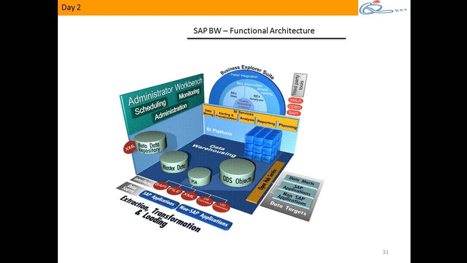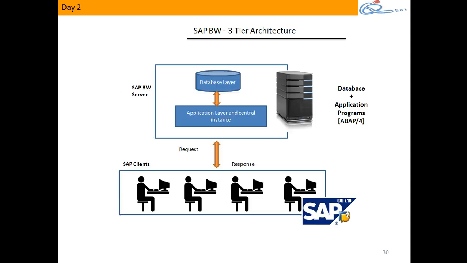Now that's the technical architecture, how it is. It will be a 3-tier architecture. You'll have database layer, application server, and presentation. Presentation is nothing but your client systems, and the database layer and application layer will be all at the server level. And the application layer will have all the programs built with ABAP, and the database layer will have all the database tables in it.